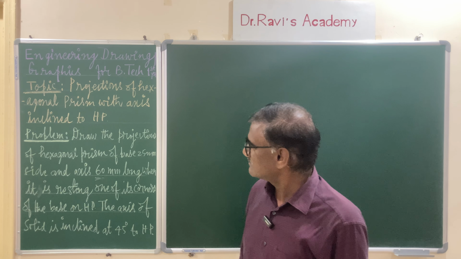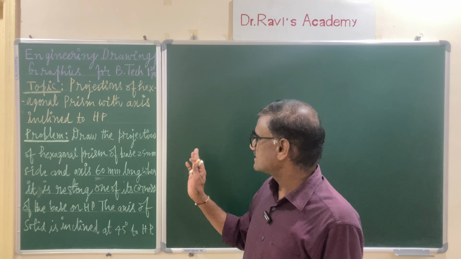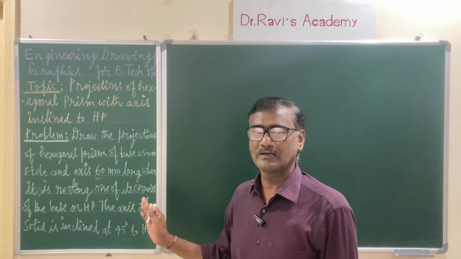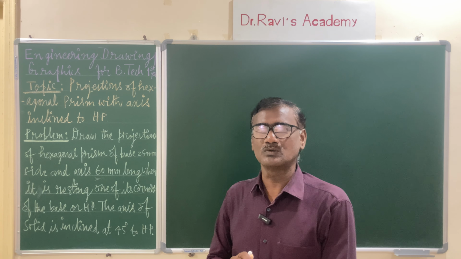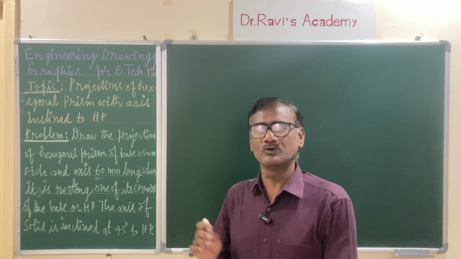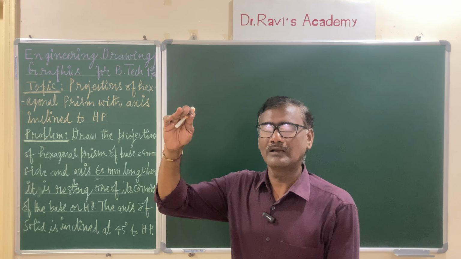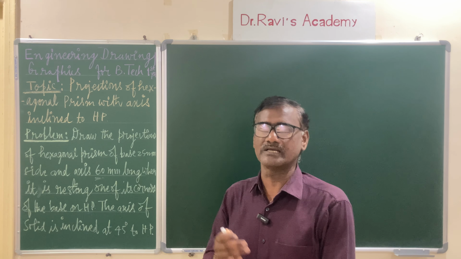So let us understand very clearly, this is a two-stage problem. Whenever the axis is inclined to one of the planes, HP here, you have to make it in the initial position perpendicular to the horizontal plane, so that you are able to see both the end faces. That means the top end face is visible, and that is your regular hexagon, and the bottom end face is hidden.